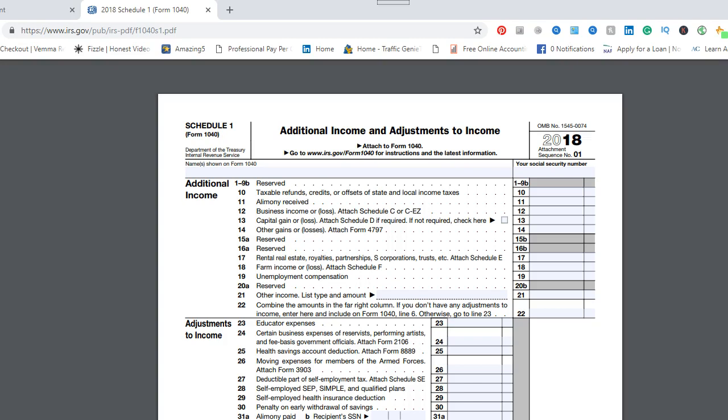18 is farm income or loss. Haven't had a chance to do a farm yet. Looking forward to that one day. 19, we all know and love, is unemployment, 1099-G.